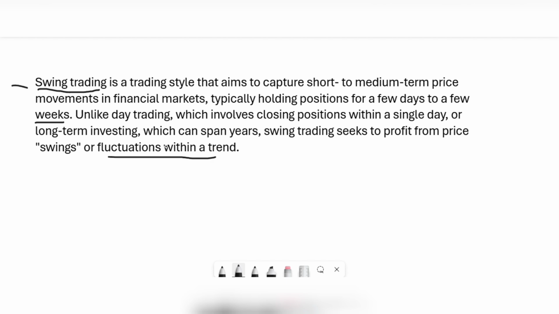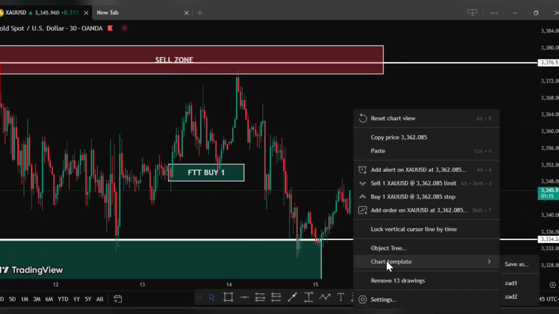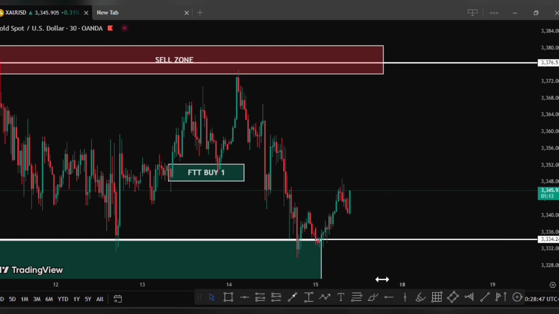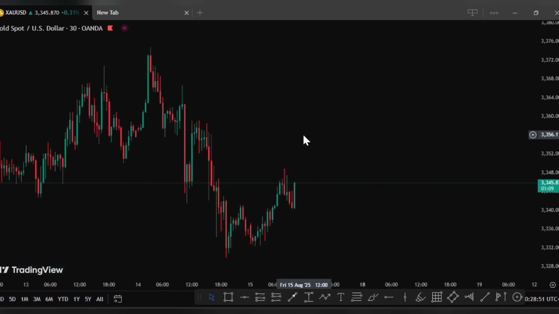Now, let me take you step by step through how I swing trade from the monthly time frame to the weekly time frame to the daily time frame on a chart. Okay, so we are going to start. Let me first clear the chart. So I'm going to start my analysis on a monthly time frame.